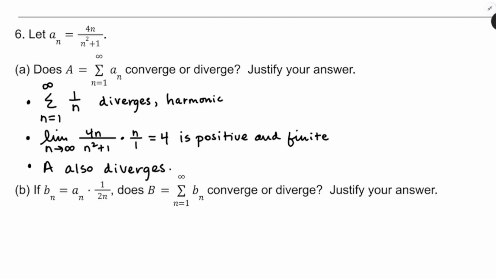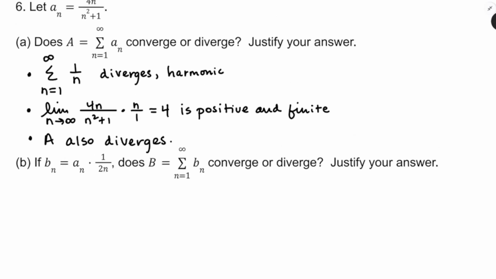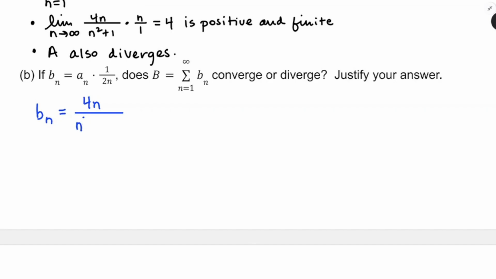Now we've got a rule for B, or the terms of B. The terms of B are the terms of A divided by 2n. So I'm going to do a little bit of algebra first. Say Bn equals 4n divided by n squared plus 1, divided by 2n, which is like multiplying by 1 over 2n. So I'm going to say that's 4n divided by 2n cubed plus 2n. This one's bigger on the bottom by 2 degrees, so I'm going to limit compare to 1 over n squared.